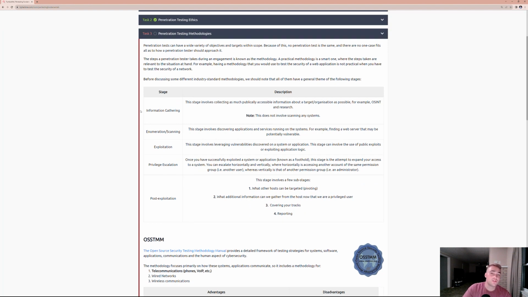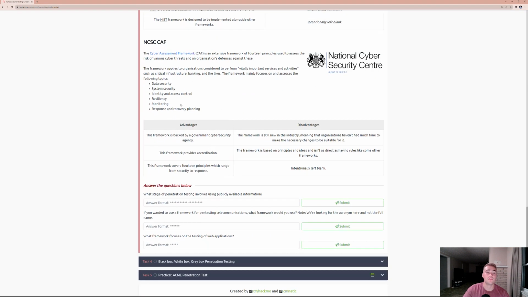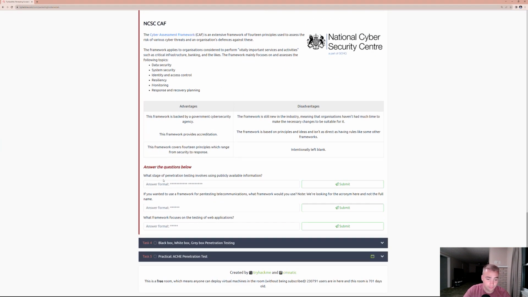But what you should understand is just what the general timeline of a penetration test is, and that's covered right here, beginning with information gathering, moving to enumeration and scanning, exploitation, privilege escalation, and then finishing up in the post-exploitation stage. So let's see what the questions are for here. What stage of a penetration test involves using publicly available information? So that would be the information gathering.